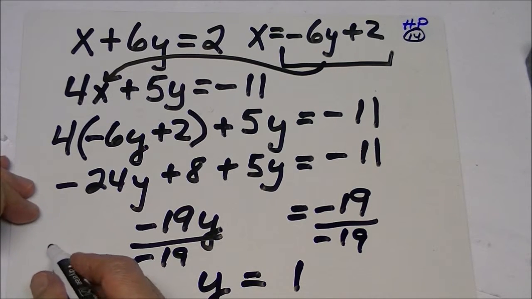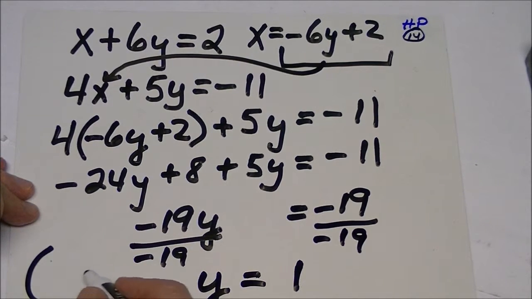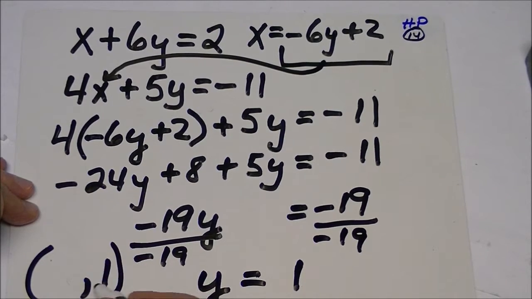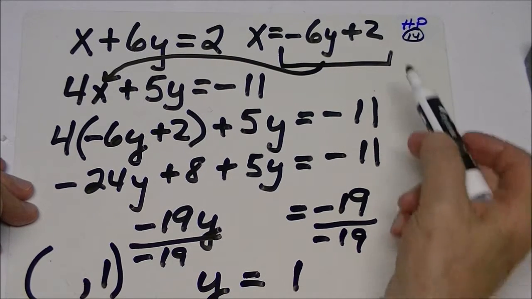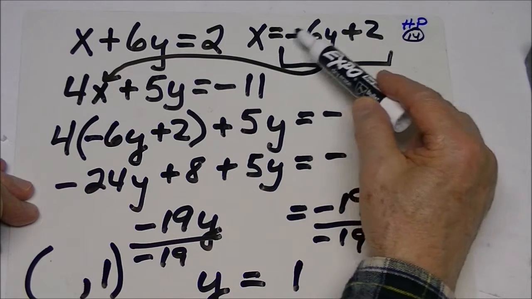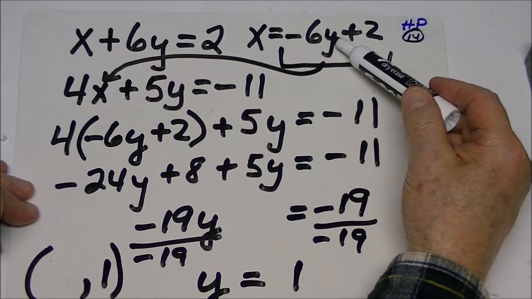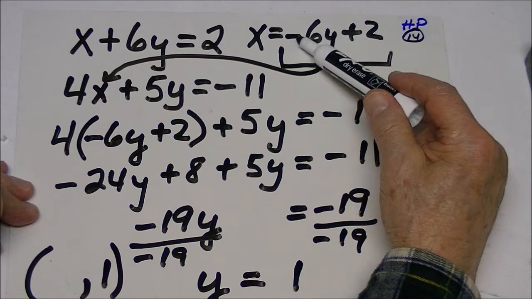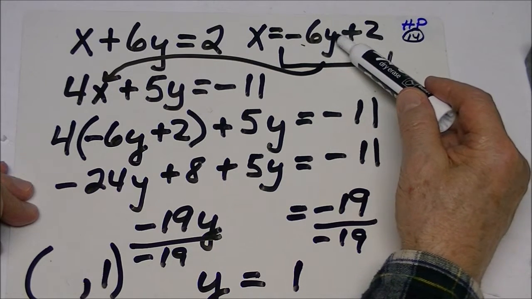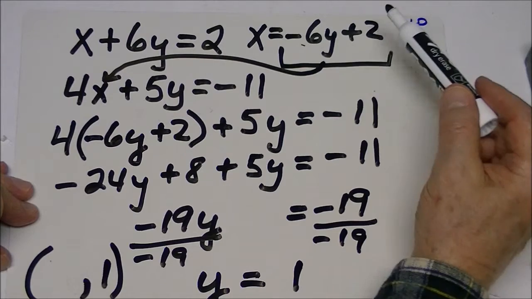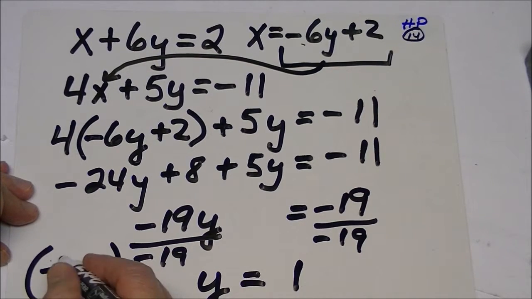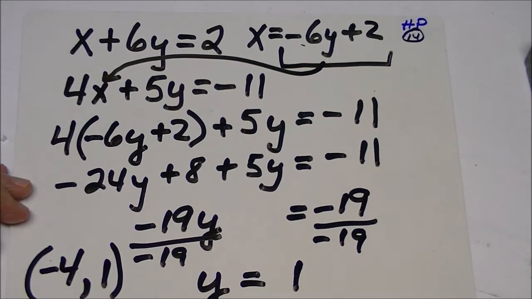Well, that's one member of our ordered pair, which is the y. We need to find the x. Well, if we go up here, we see that x is this. So we put our 1 where the y is. This becomes a negative 6 then, plus 2, gives us a negative 4 as our ordered pair.